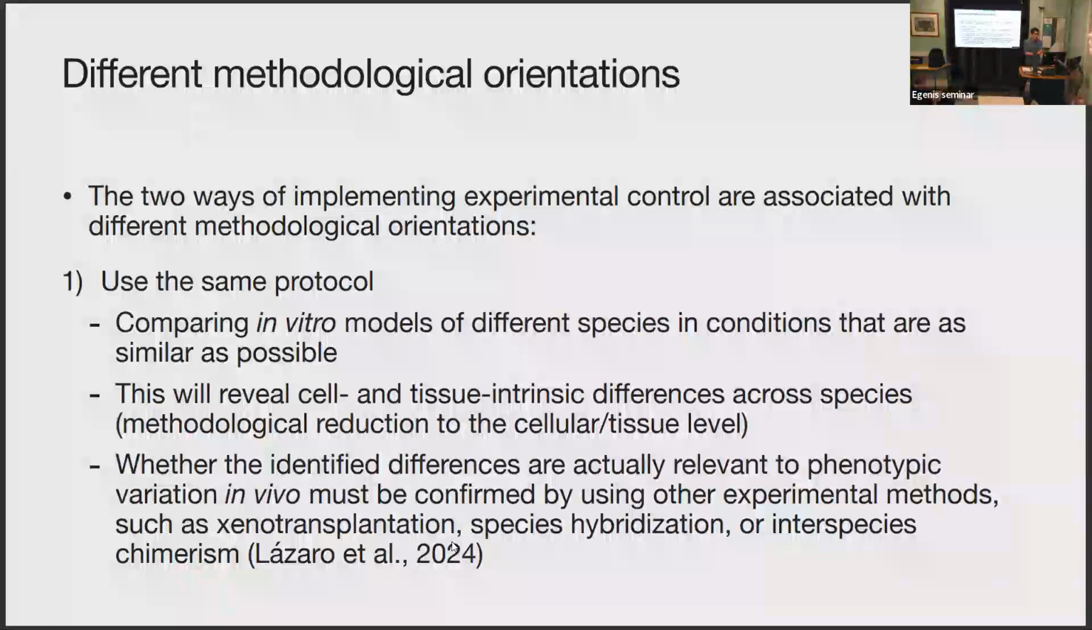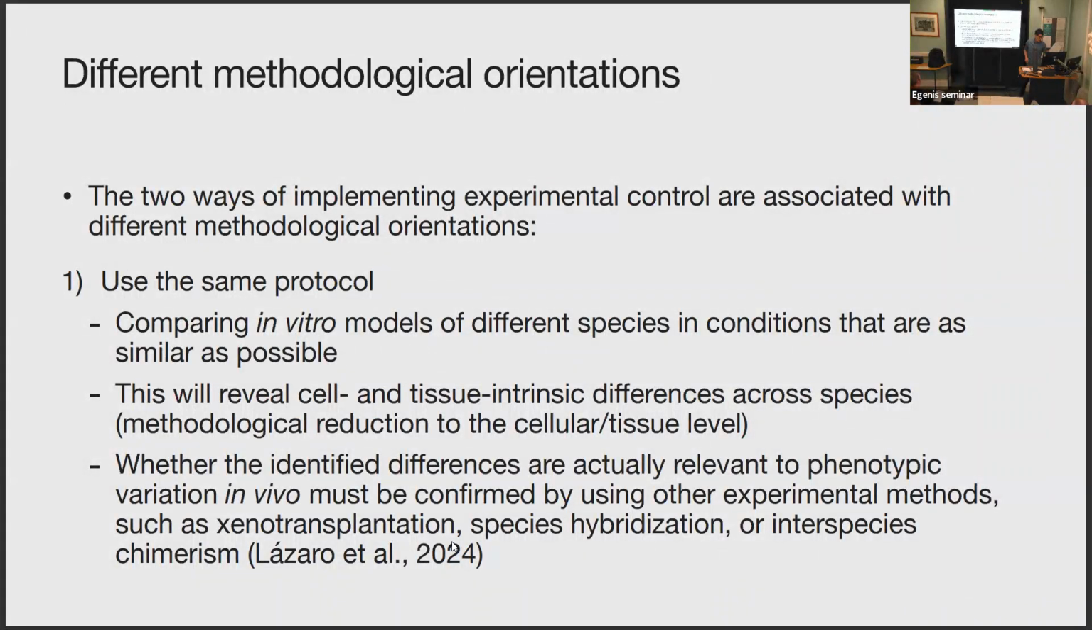Let me say a bit more about the two ways of implementing experimental control. I would say the two ways are associated with different methodological orientations. The first option, using the same protocol, basically compares in vitro models of different species in conditions that are as similar as possible. This will reveal cell or tissue intrinsic or autonomous differences across species. We can think of this as a kind of methodological reduction to the cellular or tissue level. Whether the identified differences are actually relevant to phenotypic variation in vivo must be confirmed by other experimental methods such as xenotransplantation, species hybridization, or interspecies chimerism.